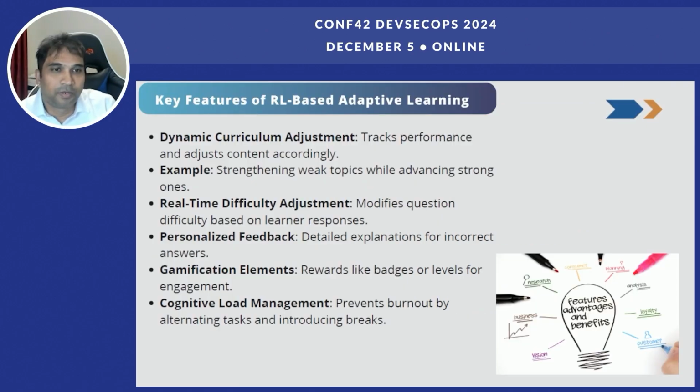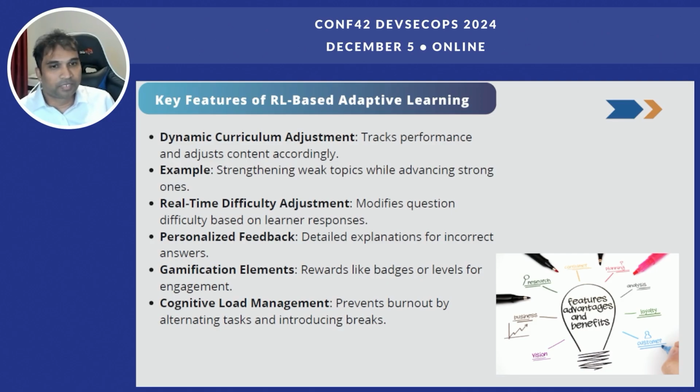Okay, let's look into the key features of RL-based adaptive learning. Reinforcement learning-based adaptive learning systems bring a range of powerful features. This actually makes education more engaging, personalized, and effective. Let's explore some of them. First, we have dynamic curriculum adjustment. This feature tracks a learner's performance and adjusts the content accordingly. For example, it strengthens weak areas by revisiting foundational topics while simultaneously advancing topics where the learner is already strong. This ensures that no time is wasted on redundant material.